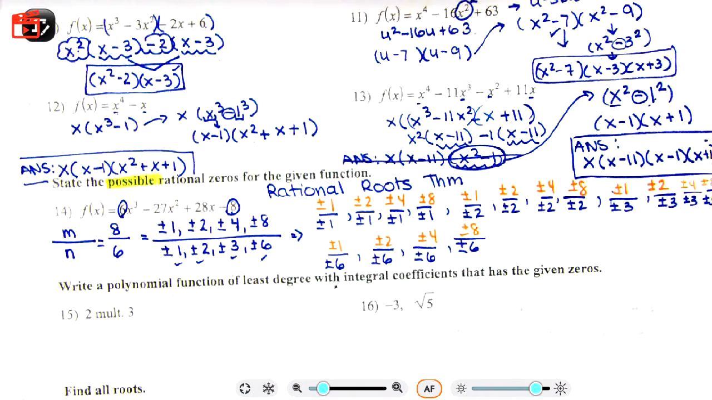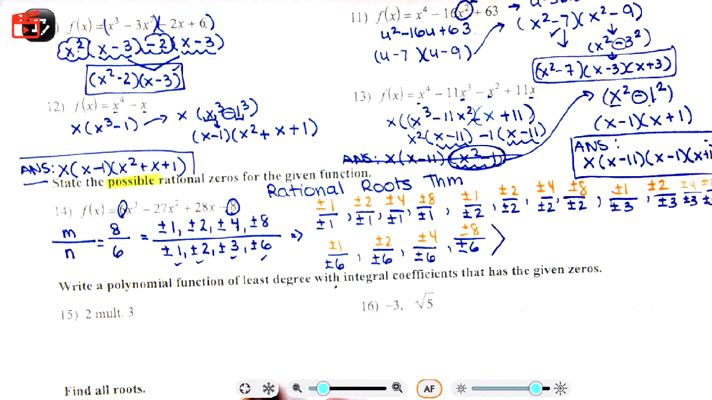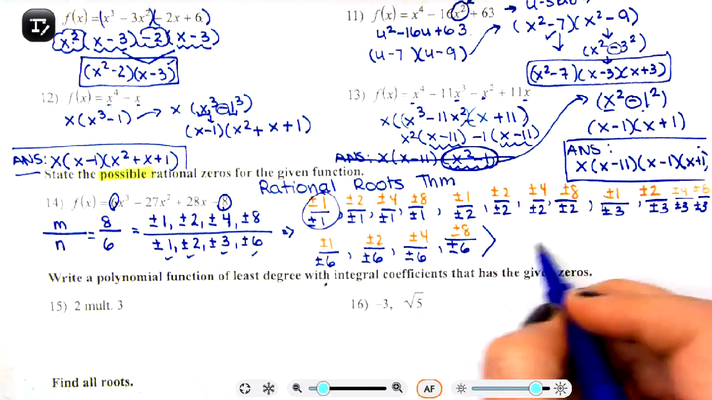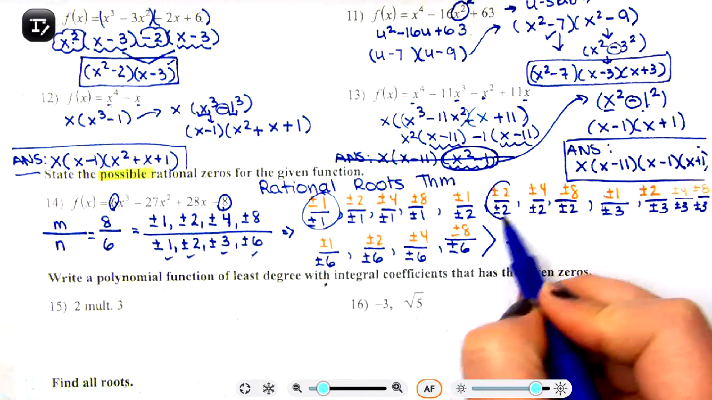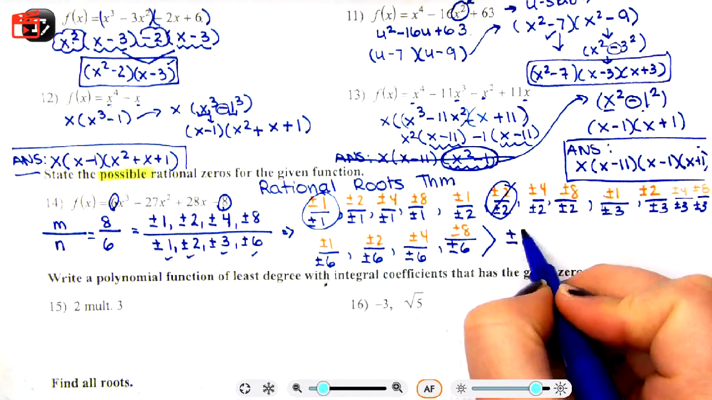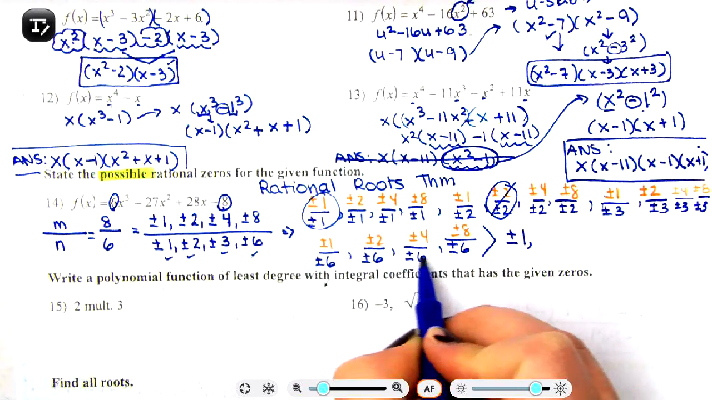Now, you only need to write them once. So once you've simplified the fraction, if you have multiple fractions that are the same, just write it one time. Don't write 1 numerous times. For example, this simplifies to 1, so I know I'm going to have a plus or minus 1. But I also know that 2 divided by 2 is 1, so I'm not going to write it again. Okay, so that one's done.